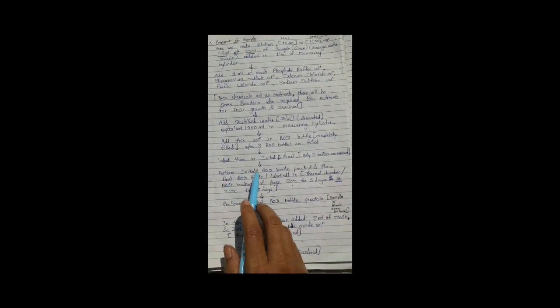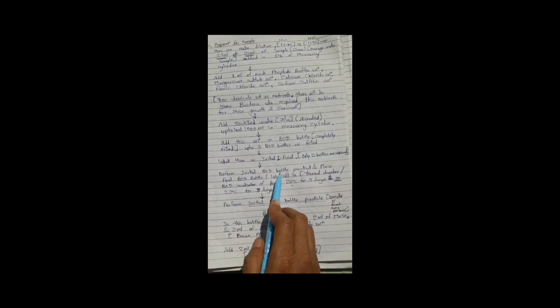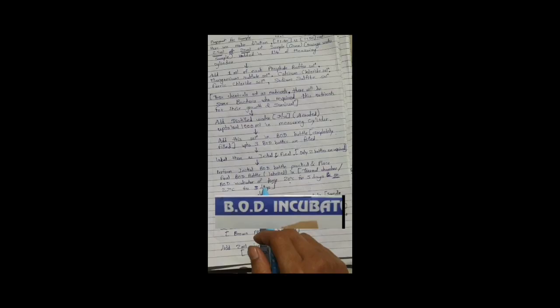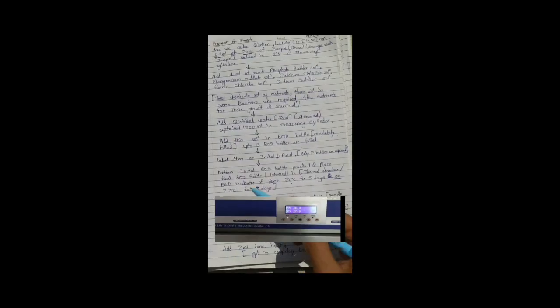Label 2 BOD bottles as the initial, and the remaining 2 BOD bottles as the final. Perform the practical on the initial BOD bottles, and place the final BOD bottles in the thermal chamber or the BOD incubator at a temperature of 20 degrees Celsius for 5 days, or 27 degrees Celsius for 3 days.